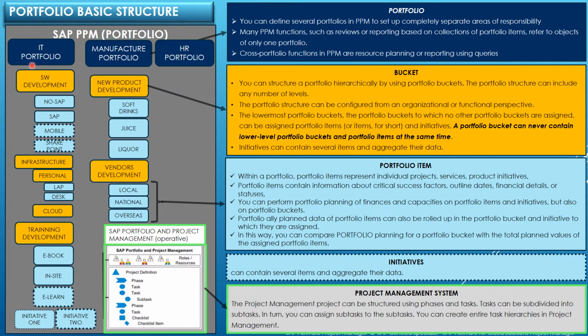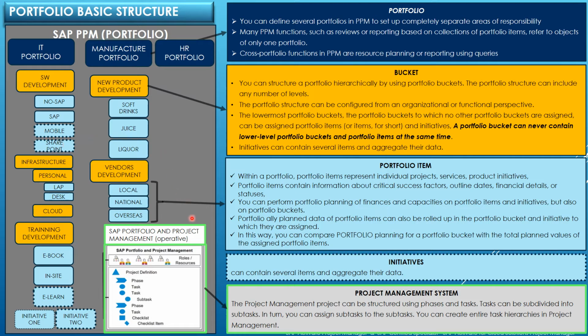The portfolio is subdivided using buckets, and a bucket can have sub-buckets as well. We don't have any limit to create buckets or sub-buckets. We can create as many buckets as we need. Below the bucket, we have items. And as well, we can have as many items as we need. And we can have initiatives. Initiatives can group some items from different buckets.